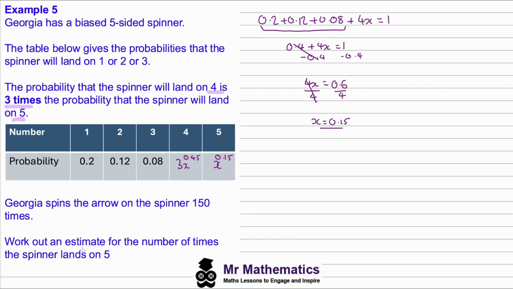So to work out the estimate for the number of times it lands on a 5, well, our proportion is 0.15 of the number of trials, which is 150. So we'll expect it to land on a 5 22.5 times. It's perfectly valid to leave it as a decimal because this is only an expectation, so you'd expect it to be around this number. Okay?